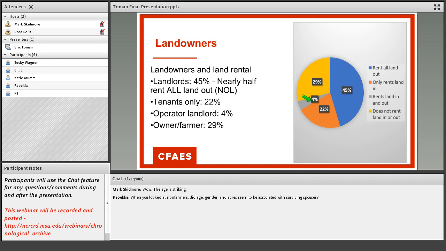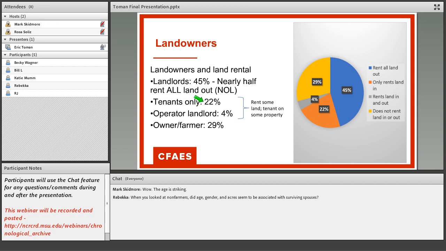For our what we're calling operator landlords, 4%. This is maybe a bit confusing. These are people that both rented land out and rented land in, and then 30%, they owned land and they operated on that land. So this 29% are people who didn't rent land in or out, but were engaged in agricultural management practices on their property.